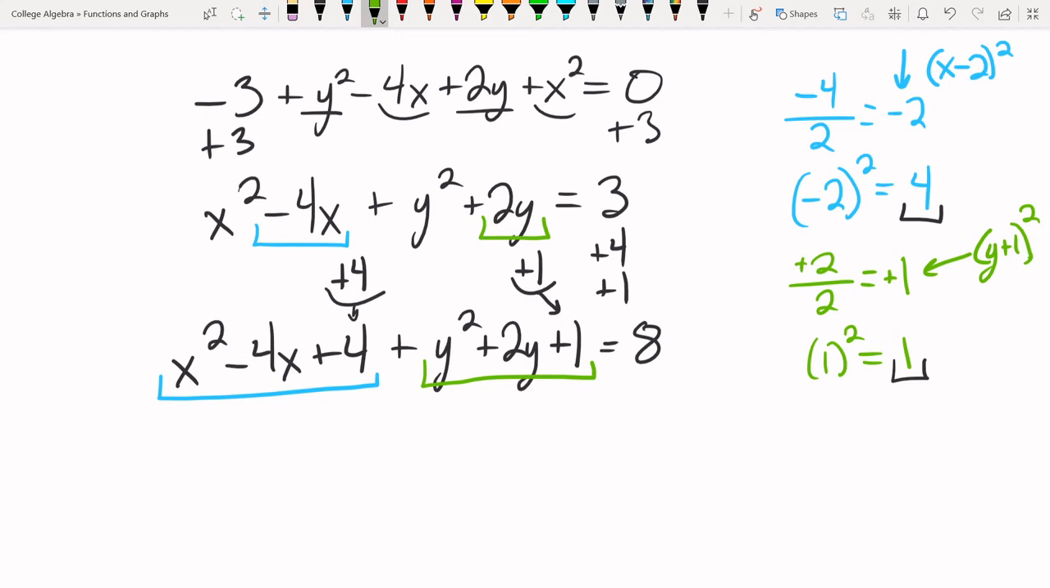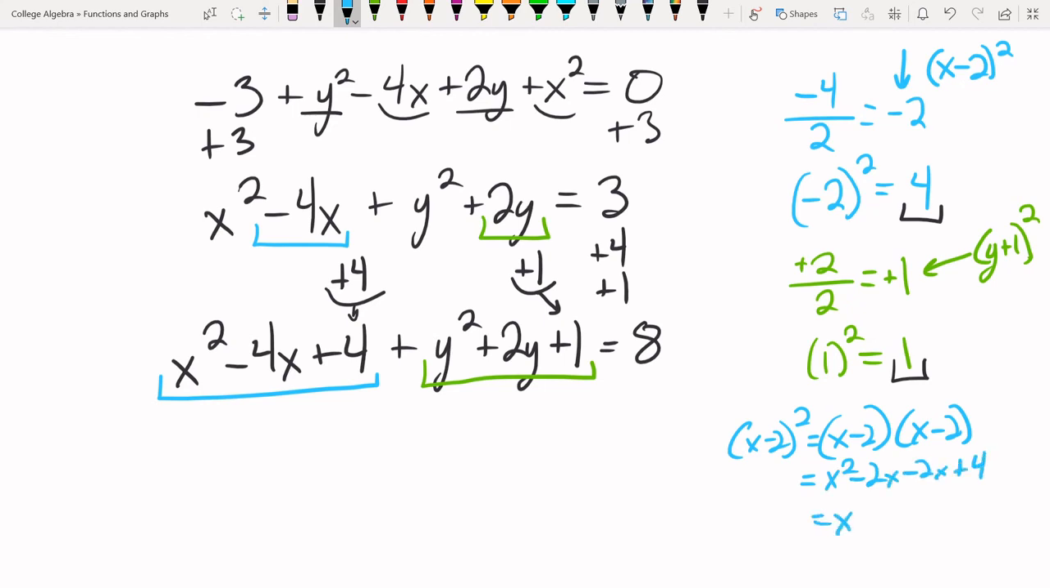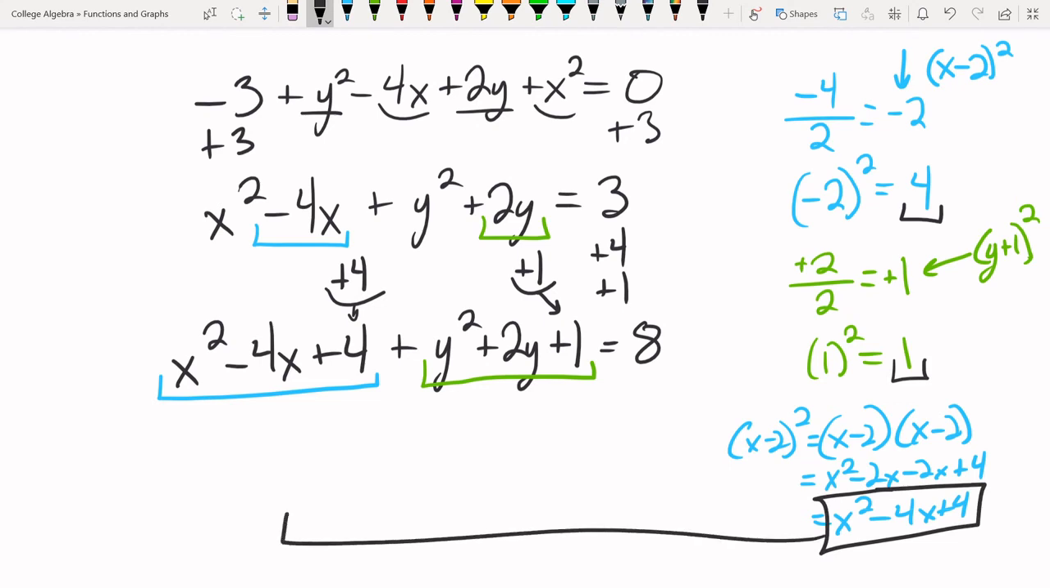You can check to make sure of that by just foiling this thing out. X minus 2 squared, x minus 2 times x minus 2. Foil that thing out, you get x squared minus 2x plus 4, giving us x squared minus 4x plus 4, which is right there. That's the reason why we go through this process.